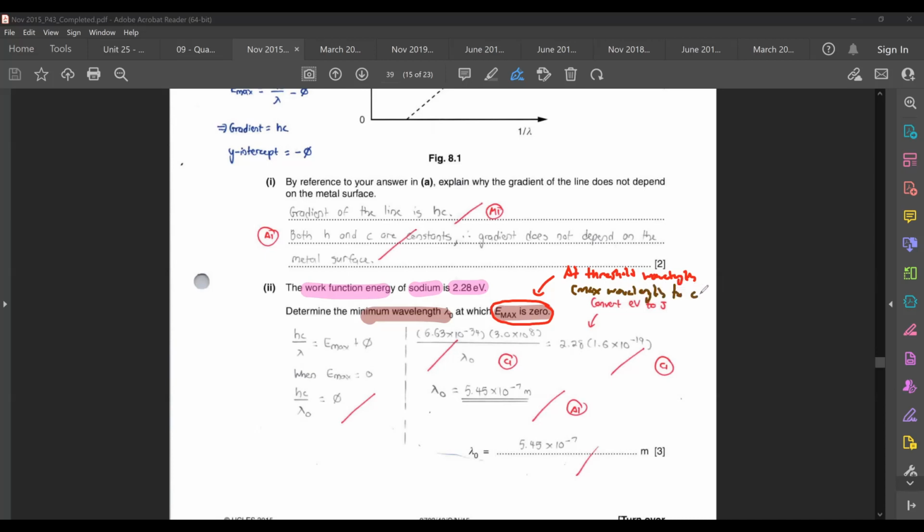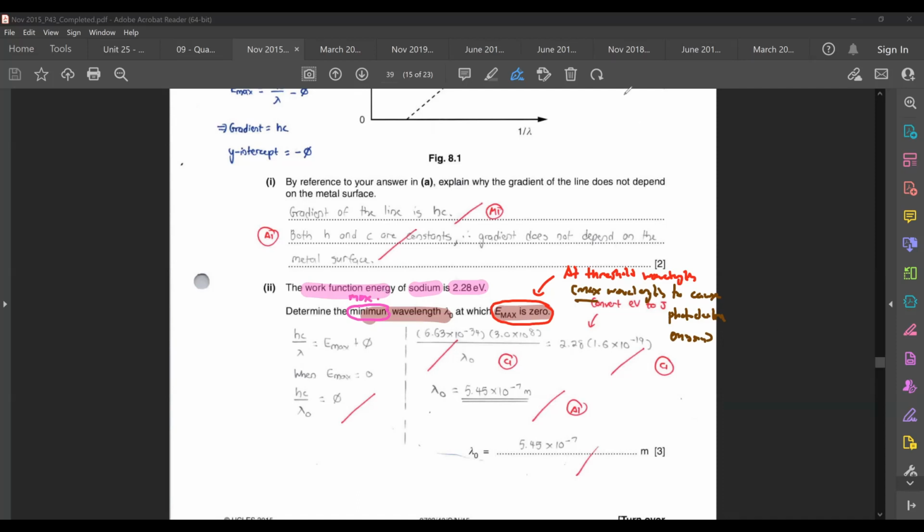to cause photoelectric emission. Maximum wavelength to cause photoelectric emission. So anything more than that, you will not get photoelectric emission. Anything less than that, you will get photoelectric emission. But somehow or another, they use the term minimum wavelength here, which is a bit odd. It should have been maximum wavelength.